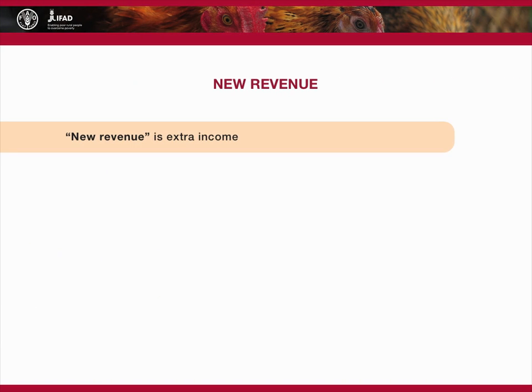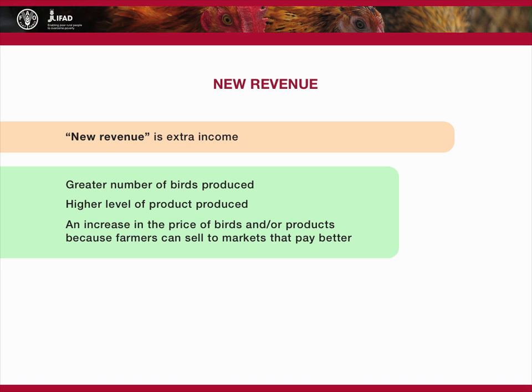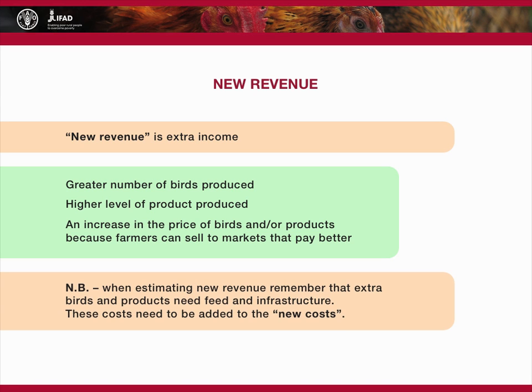New revenue is the extra income generated by a poultry health intervention that changes the poultry health status. Examples of new revenue include the greater number of birds produced, the higher level of product produced, or an increase in the price of birds or products as a result of their sale in markets that give better prices. When estimating new revenue, remember that extra birds and products need feed and infrastructure. These costs need to be added to the new costs.